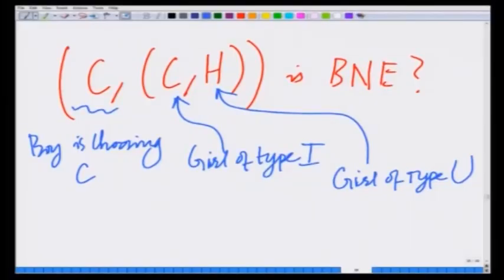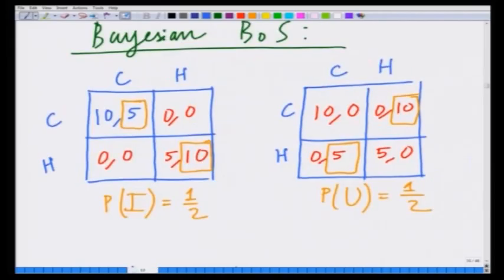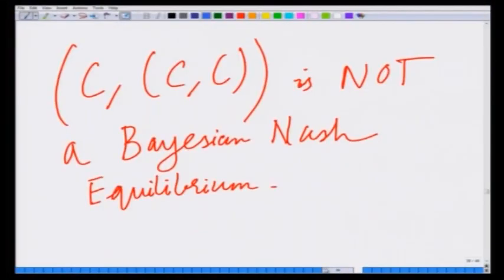Now, we have to see if C comma H of the girl, that is, where the girl of type I is choosing C and the girl of type U is choosing H, is the best response to C of the boy. And to figure that out, let us go back to our Bayesian game tables. If the boy is choosing C, C of the girl of type I is the best response, and if the boy is choosing C, H of the girl of type U is also the best response. So, therefore, C comma H for the girl is the best response for the girl of each type to C of the boy, right. And you can verify that by looking at the Bayesian game tables.